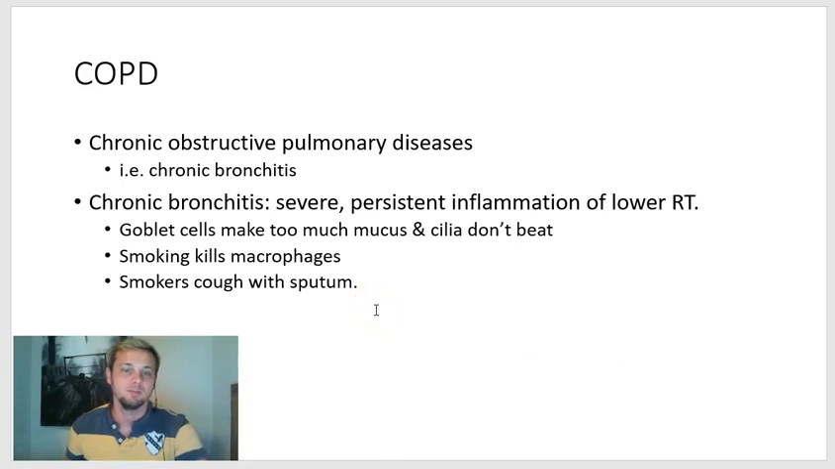Smoking, if this person was a smoker to cause their chronic bronchitis, paralyzes the cilia so they don't beat. It also kills your macrophages, and then you see that classic smoker's cough. It's a really wet, mucousy sounding cough, typically with sputum or this mucus that comes up from these bronchial tracts.